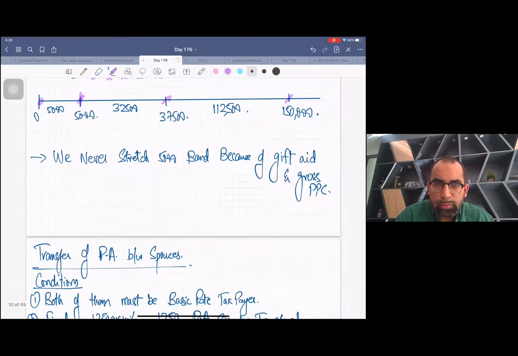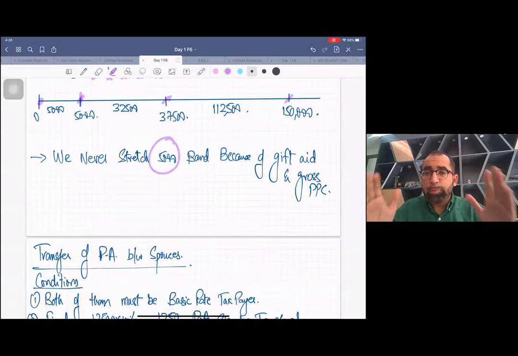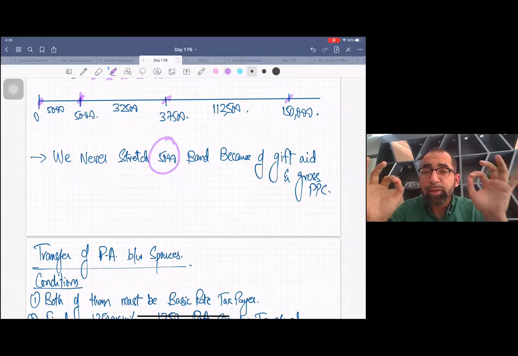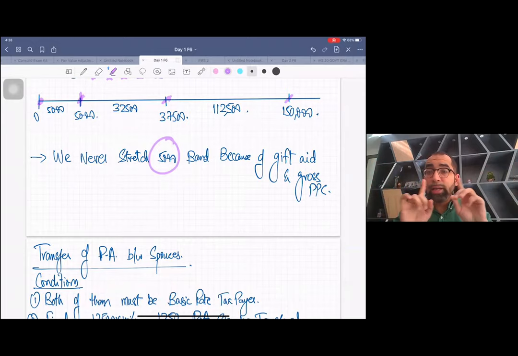Now, one more thing, an exam focus point. We never stretch this 5,000 band because of gift aid and gross PPC. Listen, for gift aid donation and gross PPC, you only stretch the 37,500 and 150,000 bands. Never, ever stretch this 5,000 band. Don't think over it right now.